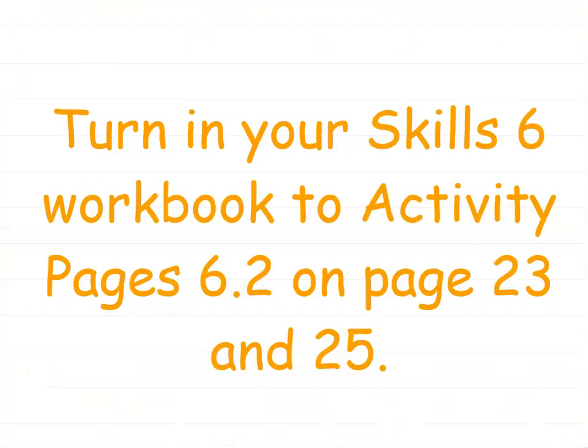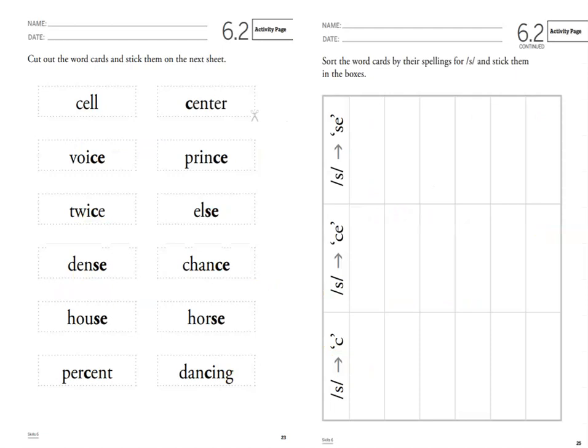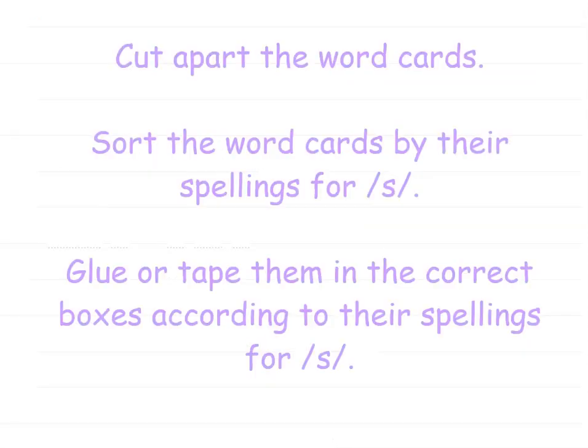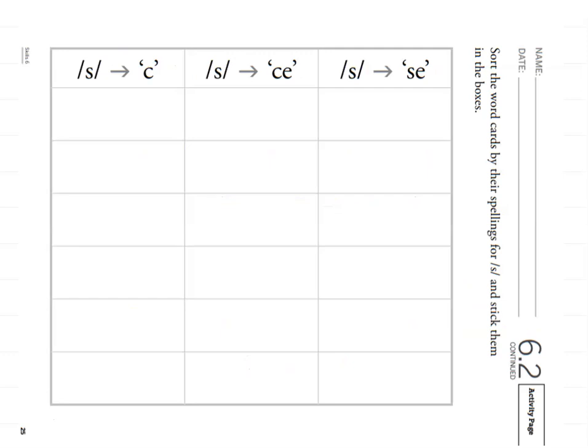Turn in your Skills 6 workbook to activity pages 6.2 on pages 23 and 25. If you have scissors and glue, cut out the words and glue them in the correct boxes. If you do not, just take a pencil and write the words where they belong. Pause the video while you complete this activity. Okay, let's check to see if you got them right.